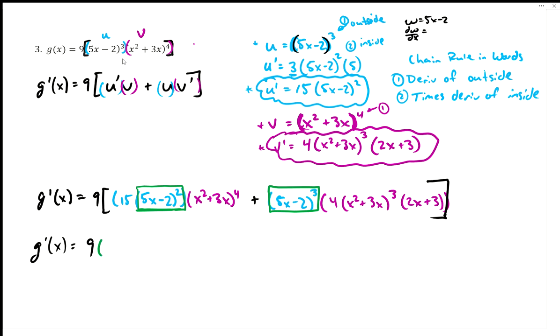The rule is to take out the one that has the smaller power. So we'll take 5x minus 2 squared out, and then we'll make some adjustments in a second. And then let me do one other color. Let's do red. Also, we do have an x squared plus 3x to the 4. We have x squared plus 3x raised to a power in common.